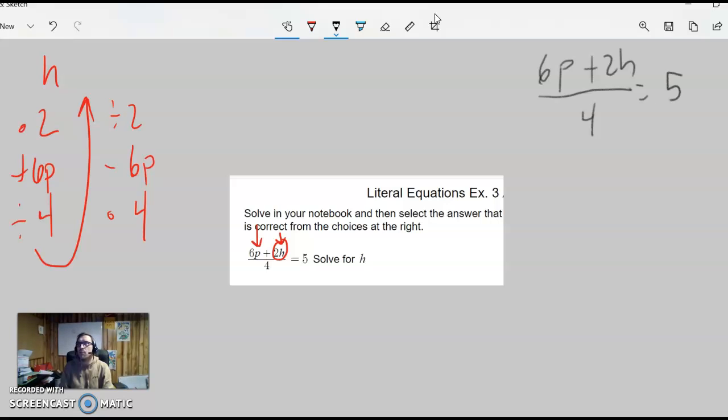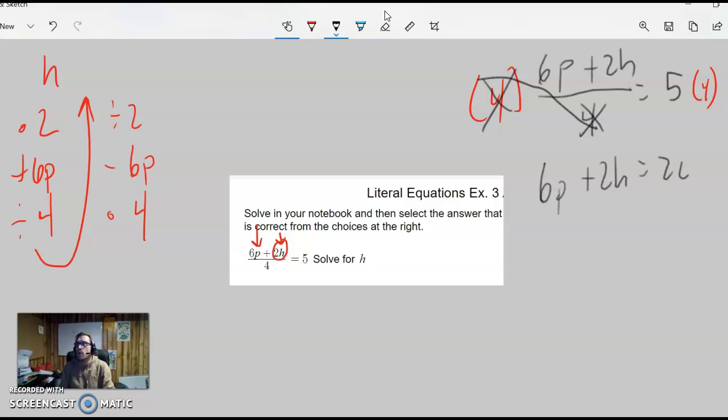I'm going to multiply both sides by 4. I show that by doing that there, and that there. I like to use the brackets. It keeps it separate, keeps me knowing what I'm doing. So if I multiply something by 4 and divide by 4, they eliminate. That's why we do it. And I'm left with 6p plus 2h equals 20.